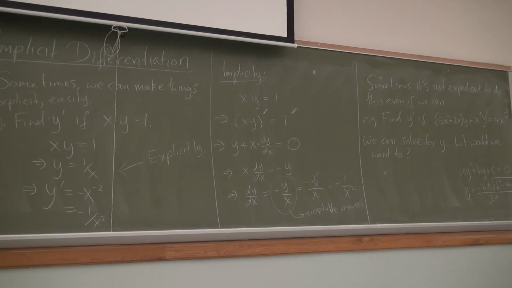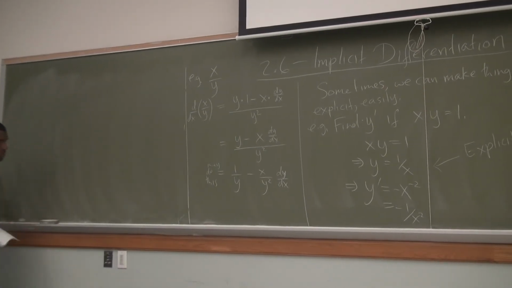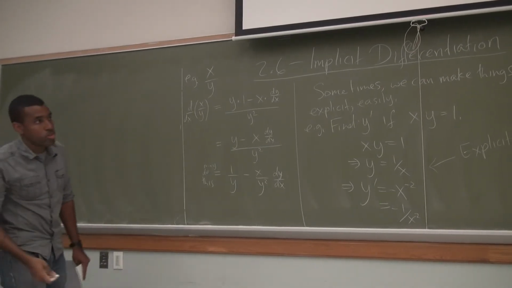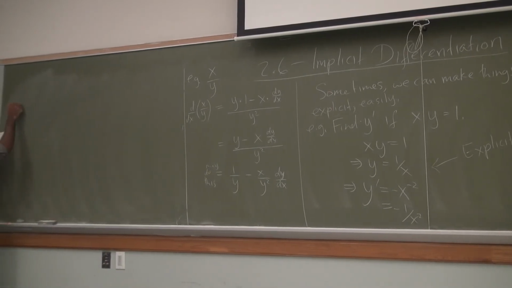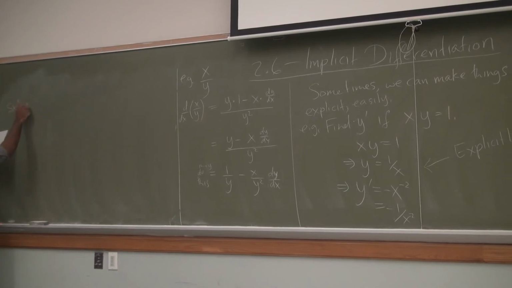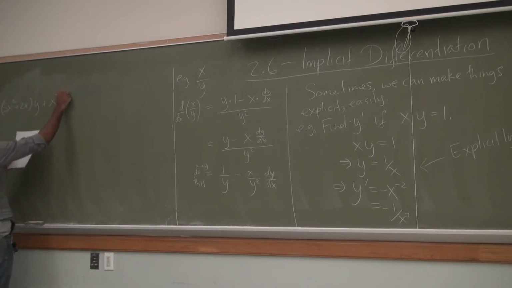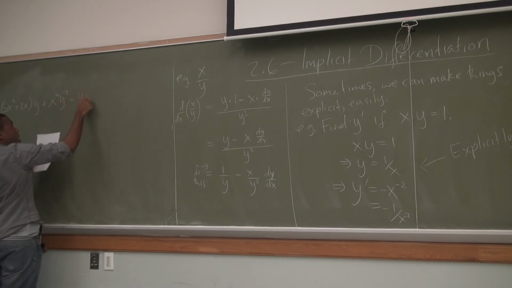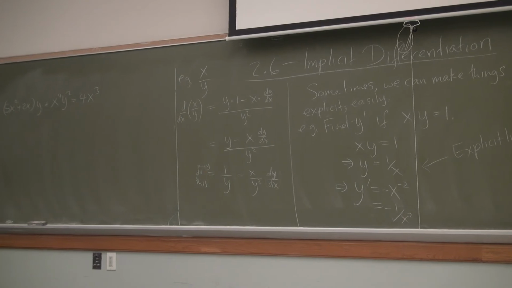Are you going to solve it? So yeah, that's something I could solve for y, but I wouldn't want to, especially since what I'm after is the derivative. So let's actually do it. We have 5x squared plus 2xy plus x to the 4th y squared equals 4x cubed. How do I find y prime?